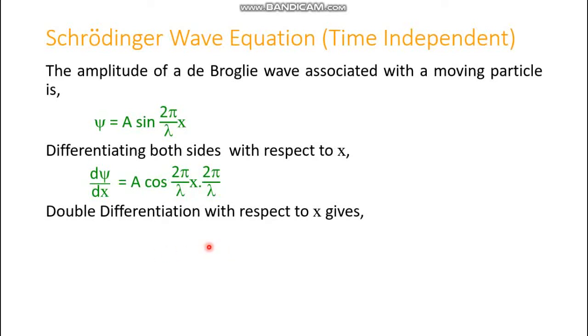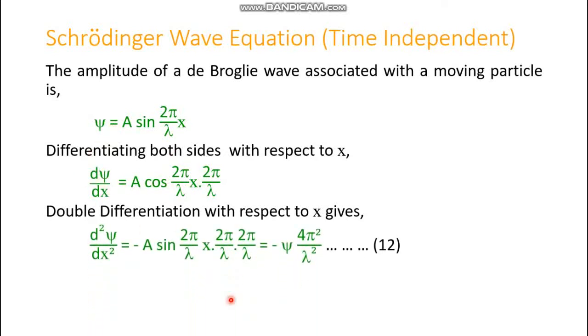Now double differentiating both sides, that means differentiating both sides of this equation again with respect to x, we get d²ψ in the numerator and dx² in the denominator. So this is d²ψ/dx², and in the right hand side we know the differentiation of cos θ is minus sin θ. So this is minus sin the same angle, 2π by λ into x. Now this 2π by λ into x again differentiated would again produce the value 2π by λ, and here one more 2π by λ was existing previously.